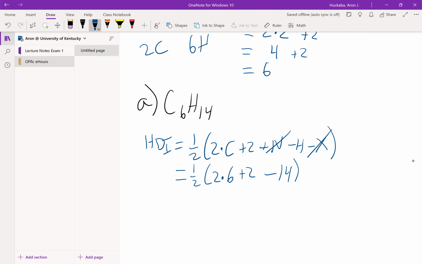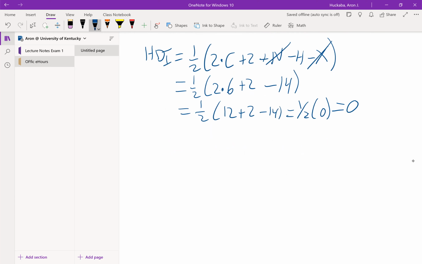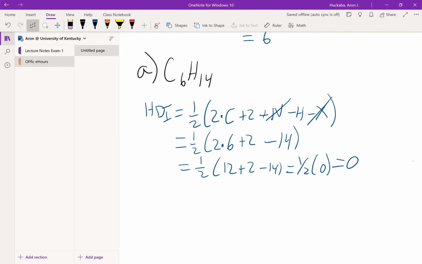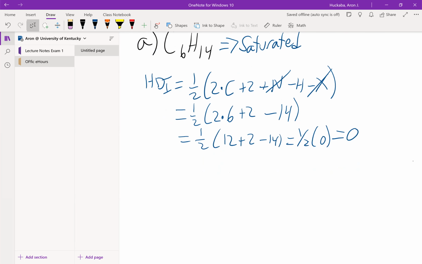Okay, now this simplifies further to 1/2 of 12 plus 2 minus 14, which is equal to 1/2 of 0, which is equal to 0. So this molecule is fully saturated, meaning we don't have to worry about any double bonds or rings. Okay, so now what we need to do is start drawing the constitutional isomers of this molecule.